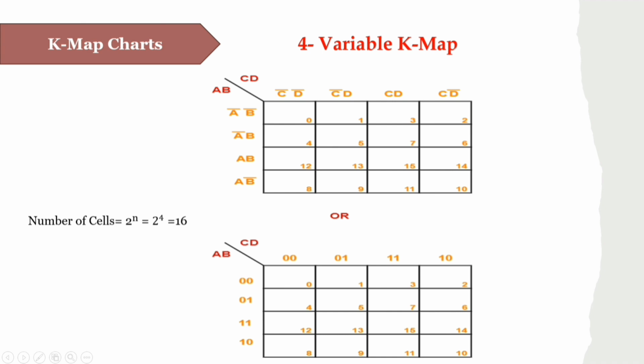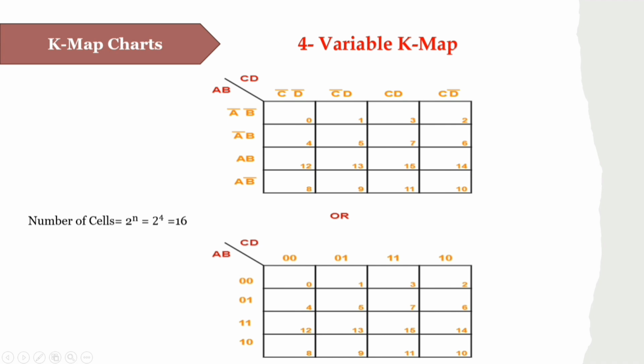Now, let us see the column labels. The columns represent the combination of variables C and D, which are also arranged in gray code order, which are 0 0, 0 1, 1 1, and 1 0. Here, 0 0 represents C bar D bar, 0 1 represents C bar D, 1 1 represents C D, and 1 0 represents C D bar. Again, gray code ensures that every side-by-side column differs by only one bit, keeping adjacency intact. Okay. In this 4x4 K-map, adjacency works in 4 different directions.